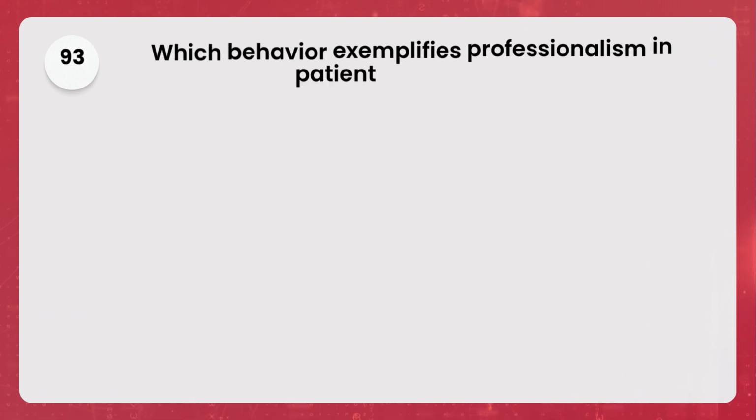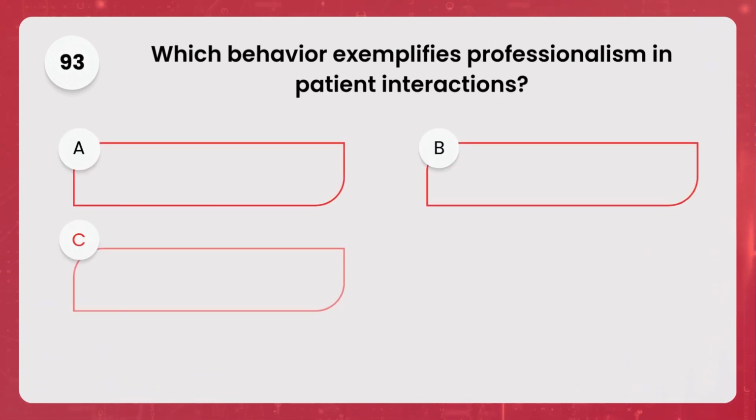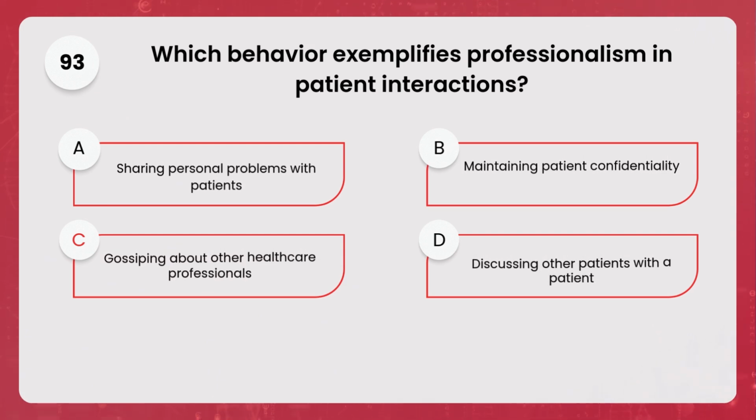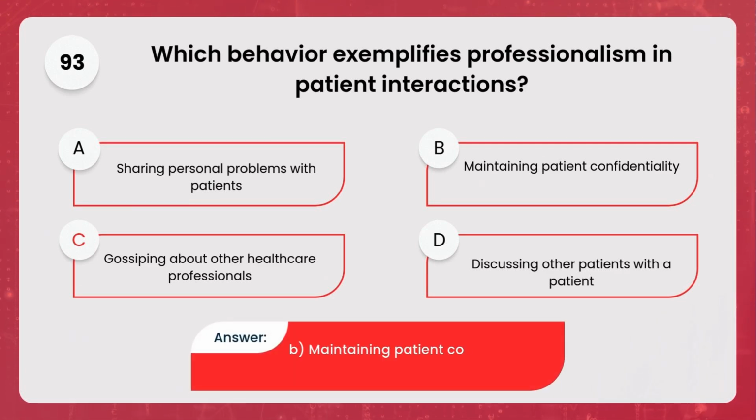Number 93. Which behavior exemplifies professionalism in patient interactions? A. Sharing personal problems with patients. B. Maintaining patient confidentiality. C. Gossiping about other healthcare professionals. Or D. Discussing other patients with a patient. The answer is B. Maintaining patient confidentiality.